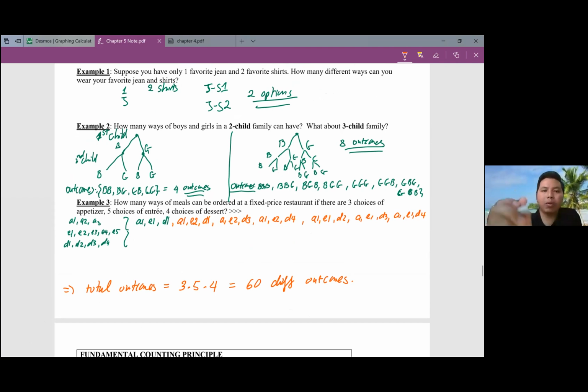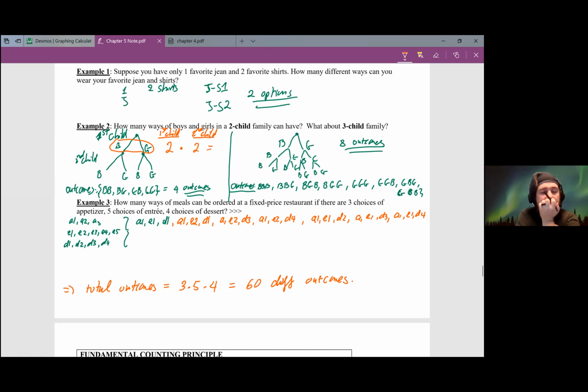In example 2, you can see when you have the first child, how many options do you have for the first child, Matthew? 2. That's right. How about the second child? 2 again. Okay, what's 2 times 2? All right, how about a 3-child family? You can see 2 for the first child, 2 for the second, and then 2 for the third. So we have 8.